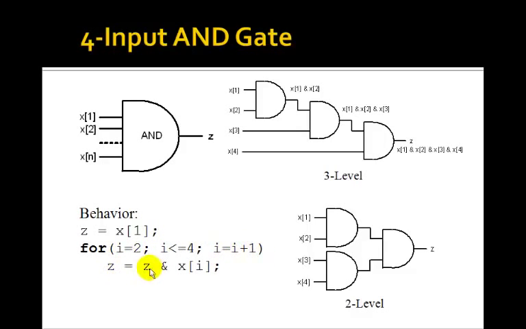And you set z equal to z, which starts at x1, and xi. First time through it's x2, so it would be x1 and x2. The next time through it's x1 and x2 and x3. And the next time through x1 and x2 and x3 and x4. And if you implement such a Verilog statement, it would actually produce this 4-input AND gate.